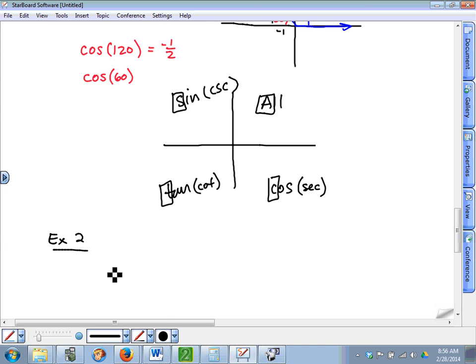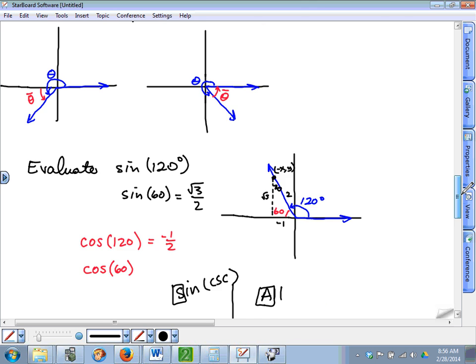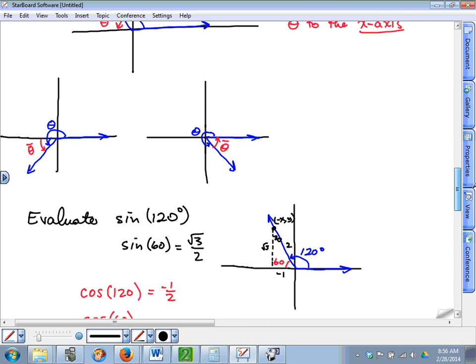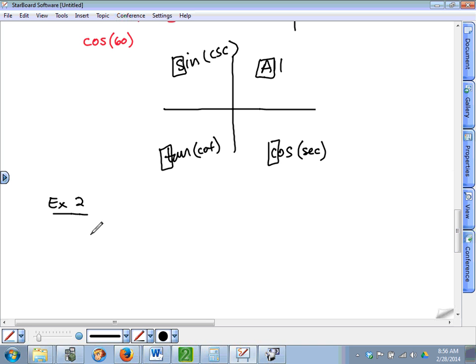Let's try a new example here. Or it's not example 2. Where are we? Example 3? No, it is example 2. Example 2. Evaluate the cosine of 210 degrees.